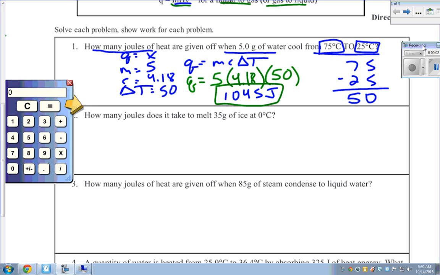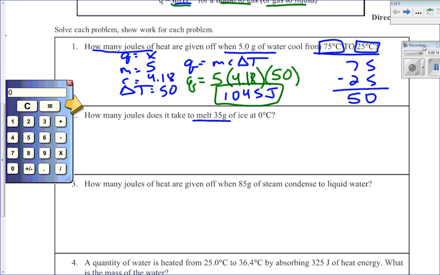So now let's take a look at the second problem here. Like I said in the first problem, the first thing you should do to figure out which equation to use is try to figure out if there's a temperature change. So reading through this problem, how many joules does it take to melt 35 grams of ice at 0 degrees Celsius? The "at 0 degrees Celsius," and then we're also talking about a phase change, is going to give you some hints that there is no temperature change here.